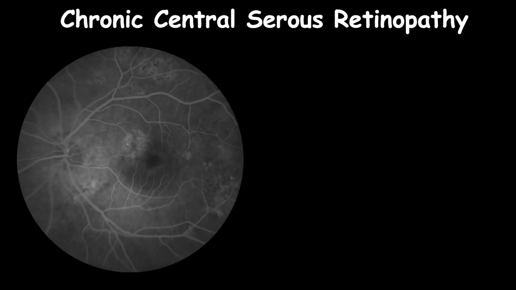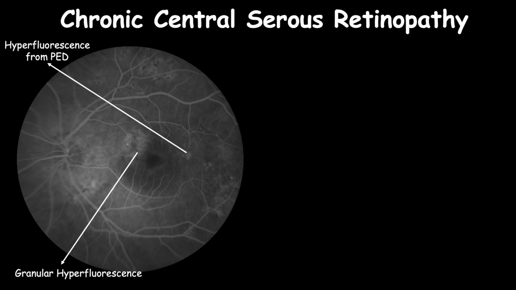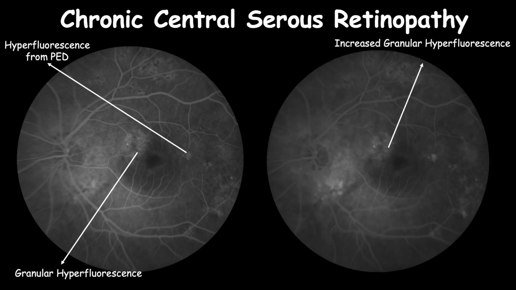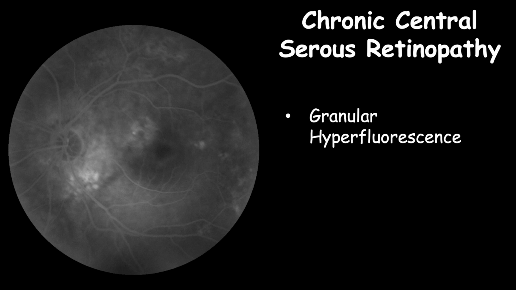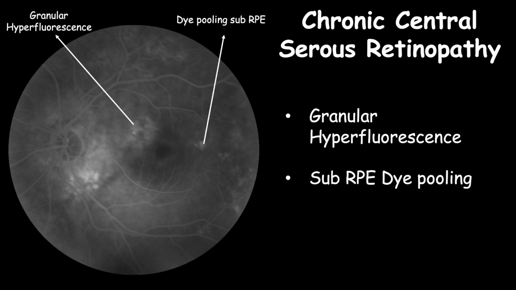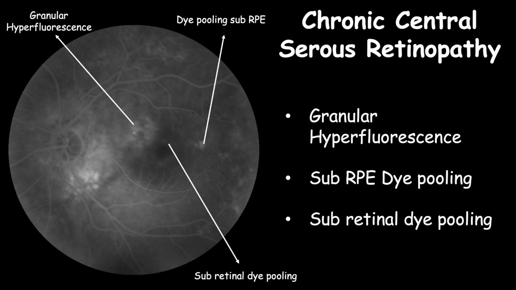Fluorescein angiogram in the early phase shows hyperfluorescence from granular RPE changes and PED, which increases and becomes more prominent in mid-phase, while the late phase shows granular hyperfluorescence, dye pooling from sub-RPE, and dye pooling from subretinal fluids.